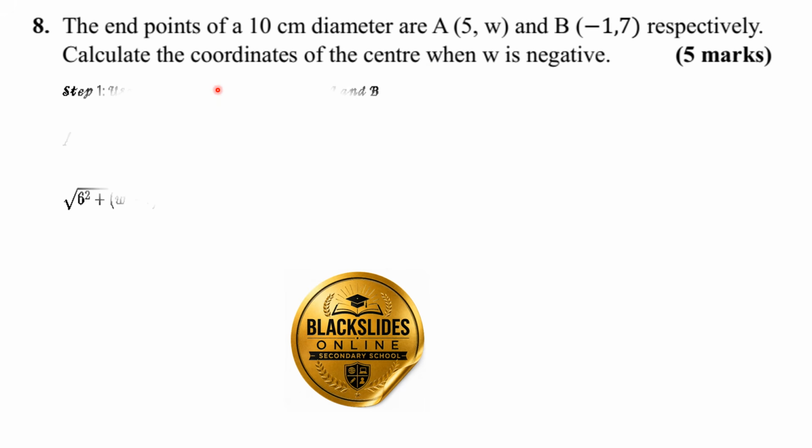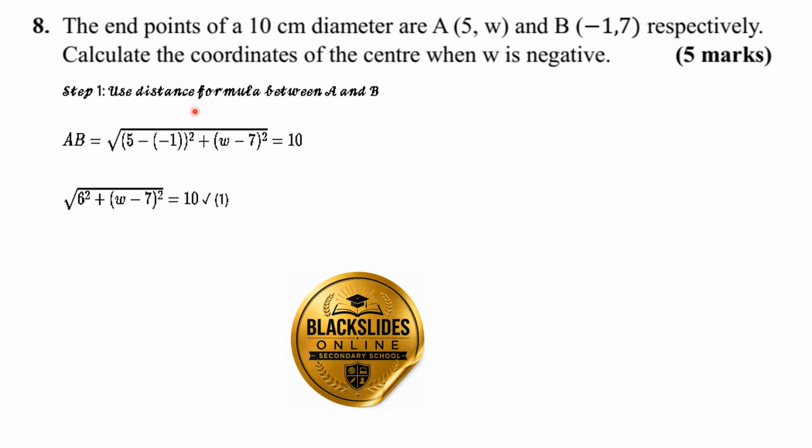So in order to work this out, first we must apply the distance formula. What is the distance AB? The distance AB is found using this formula. Take 5 minus minus 1 squared, and then W minus 7 also squared. This is equal to 10 centimeters. Simplifying will give us this expression, root of 6 squared, by the way, this is 5 minus minus 1, that's 6 squared, plus W minus 7 squared is equal to 10.